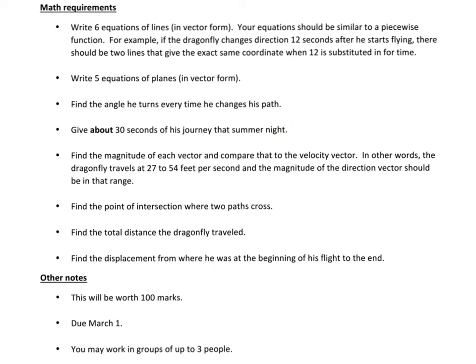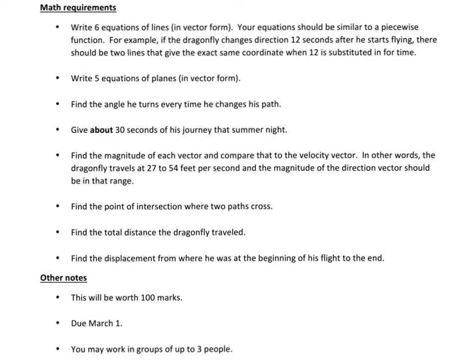So if you decide for whatever reason to stop at 29 or go to 33, I'm flexible on that. That's less of a concern than some things, but it should be about 30 seconds. Okay, so then find the magnitude of each vector and compare that to the velocity vector. So when I say each vector, what I really mean is each direction vector.